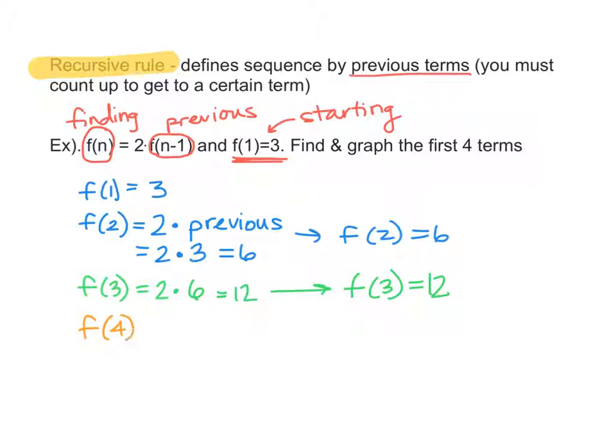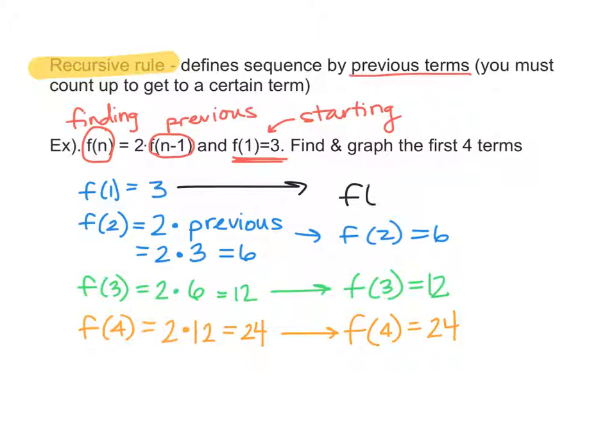F of 4, it's 2 times the previous. So I look back one step, and my previous term was 12. So here I'm going to say 2 times 12 equals 24. F of 4 equals 24. All right, so now we have our first 4 terms, and you'll notice there's no way, since it always depends on the previous, I couldn't ask you to skip ahead and find the 15th term because you would have to know what the 14th term was to figure that out.